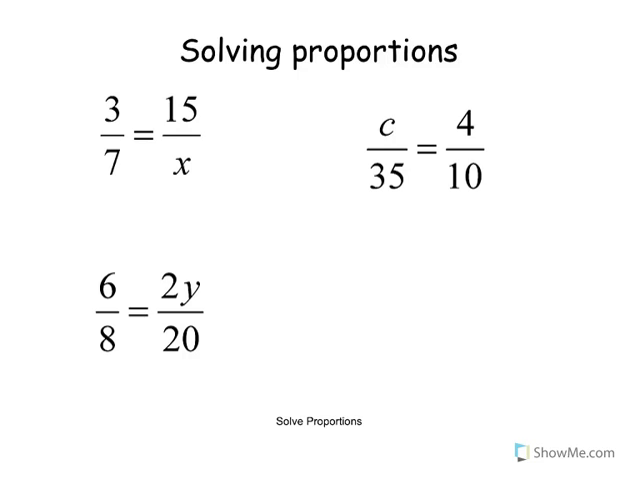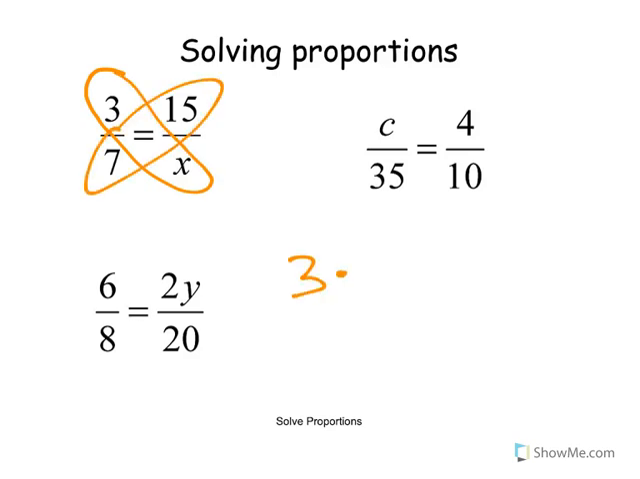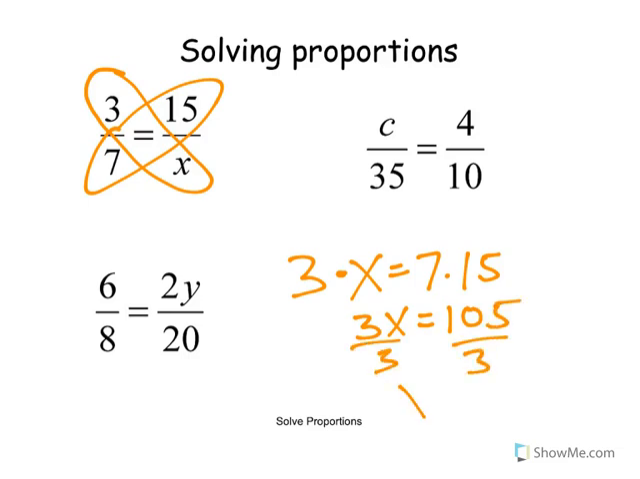All right, so let's solve a few of these, right? So how would I solve my first one? Well, I know that 3 times x is equal to 7 times 15. So that means 3x is equal to 7 times 15, which is 105. And I get x is 35. And I could check it by cross multiplying.